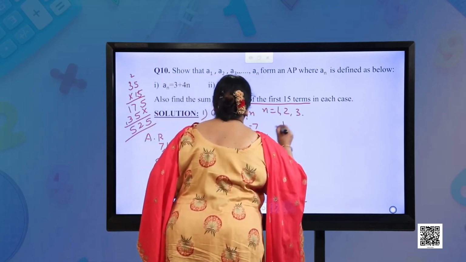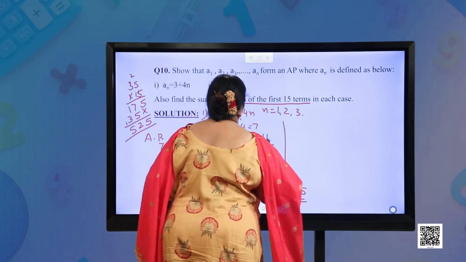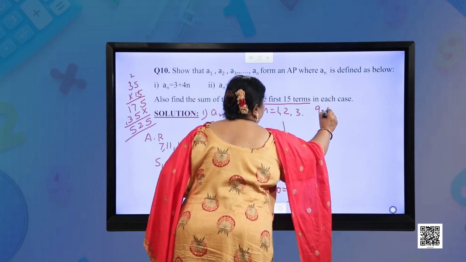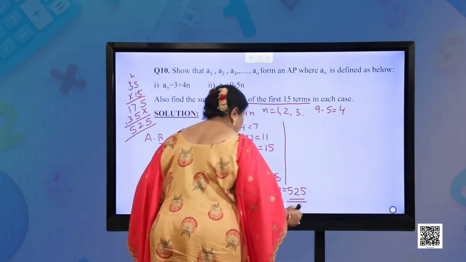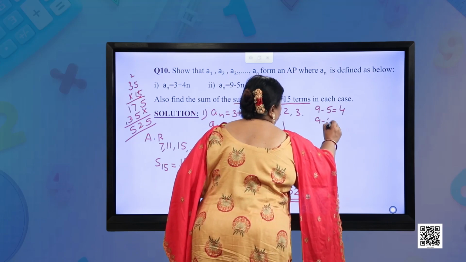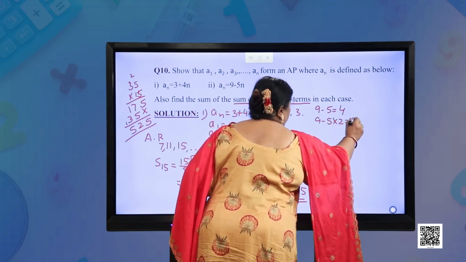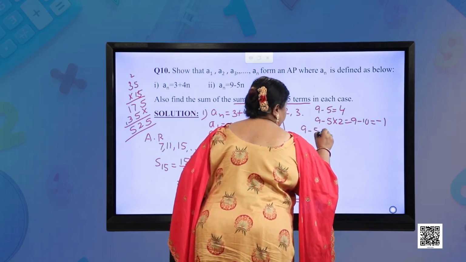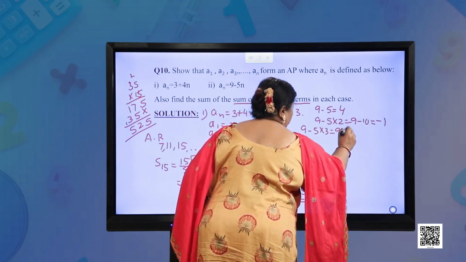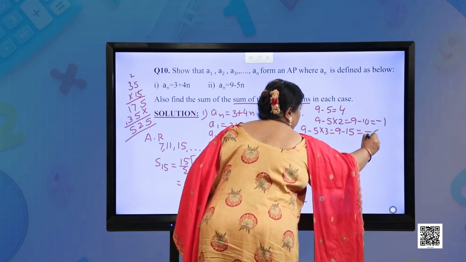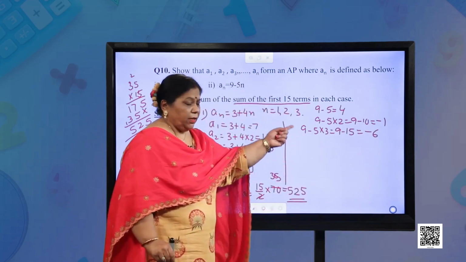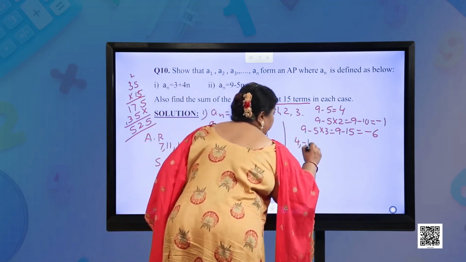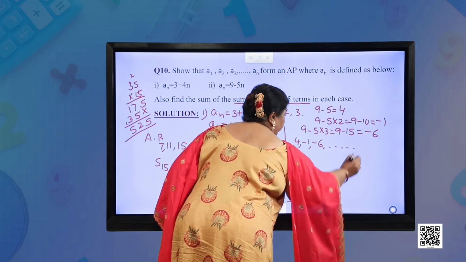Likewise, I can calculate the terms of AP by substituting the value of n as 1, 2, 3. So, what is 9 minus 5? It is 4, and 9 minus 5 into 2, 9 minus 10 is minus 1, 9 minus 5 into 3, 9 minus 15 is minus 6. So, what are the terms of the AP? They are 4, minus 1, minus 6 and so on.